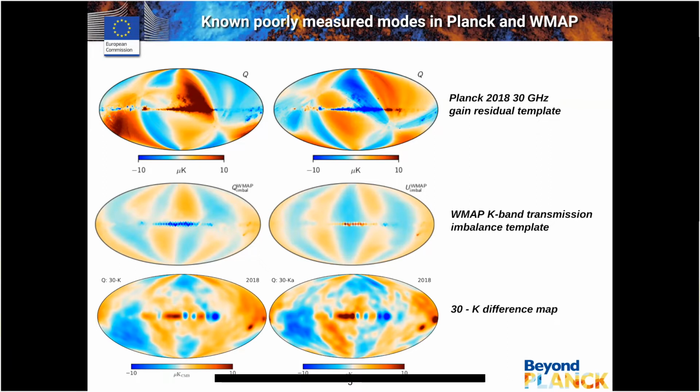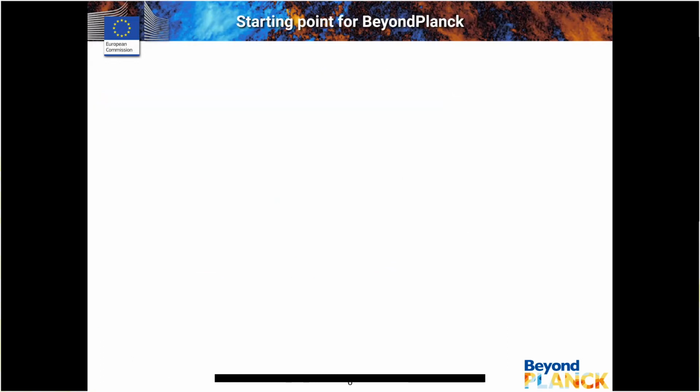And so another question that we were trying to answer with BeyondPlanck was, could we use these 2 experiments to constrain one another? Because these two sets of poorly measured modes do not look alike, we were hoping that we could use Planck to constrain the poorly measured modes in WMAP, and vice versa, use WMAP to constrain the poorly measured modes in Planck, and then be able to use that to really hammer down these large-scale polarized systematics. So that's where we started.